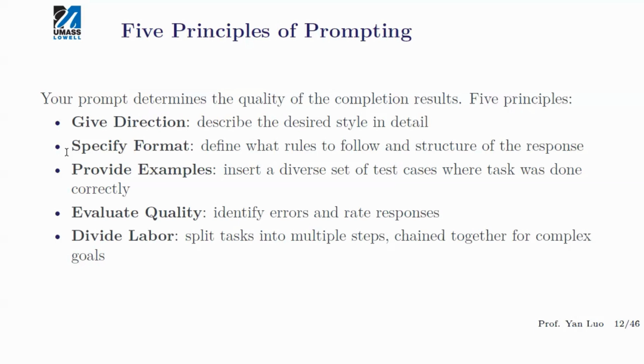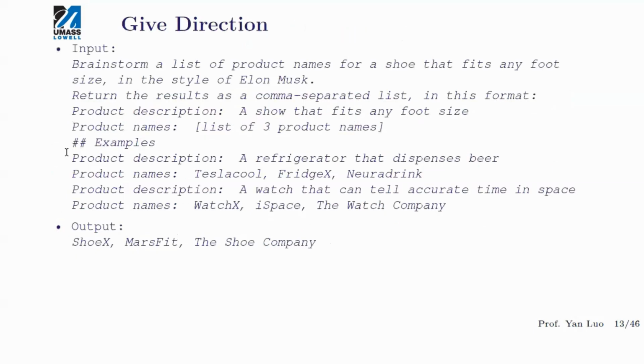And the third one is to provide examples. You can insert a diverse set of test cases where the task was done correctly to show that, okay, this is where I would expect the model to produce the result. Then you can evaluate the quality. There are different ways to do that. Manually, you can also do it in a more systematic way. And the last one is divide labor, to split tasks into multiple steps.